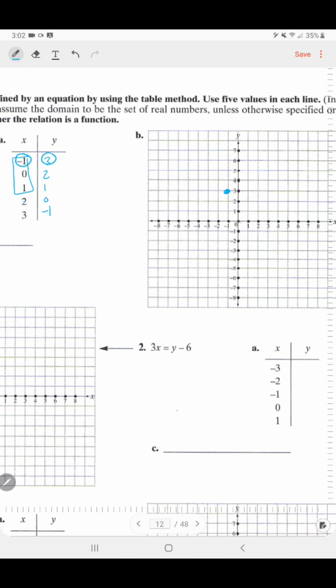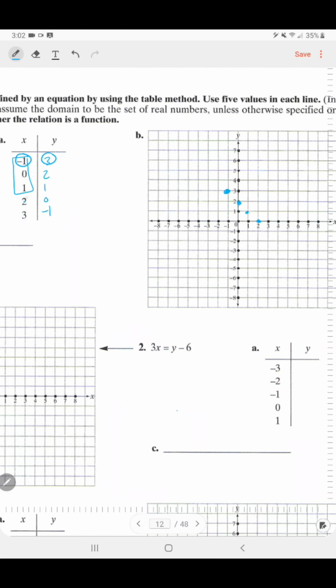0, 2. So 0 is right here. 1, 2. 2 is right there. 1, 1. So 1 is here, and then you go up 1. We've got 2, 0. So 2 is right here. 0 is right here. So it's going to be right on the line.